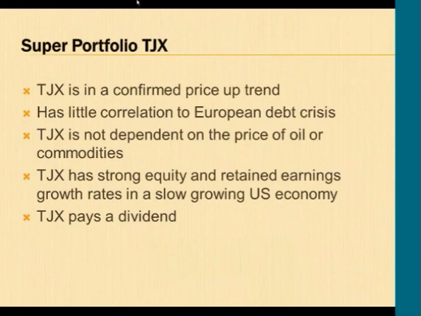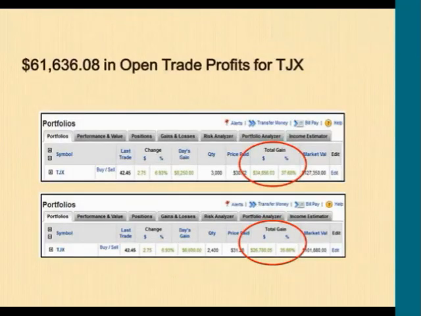TJX is in a confirmed price uptrend and has little correlation to the European debt crisis. It's not dependent on the price of oil or commodities in a deflationary environment, and it has strong equity and retained earnings growth rates despite the slow-growing U.S. economy, and it pays a dividend. So this not only is on a buy with the prime trade select, but it also has those fundamental characteristics that indicate that this stock will do well in the current market environment.